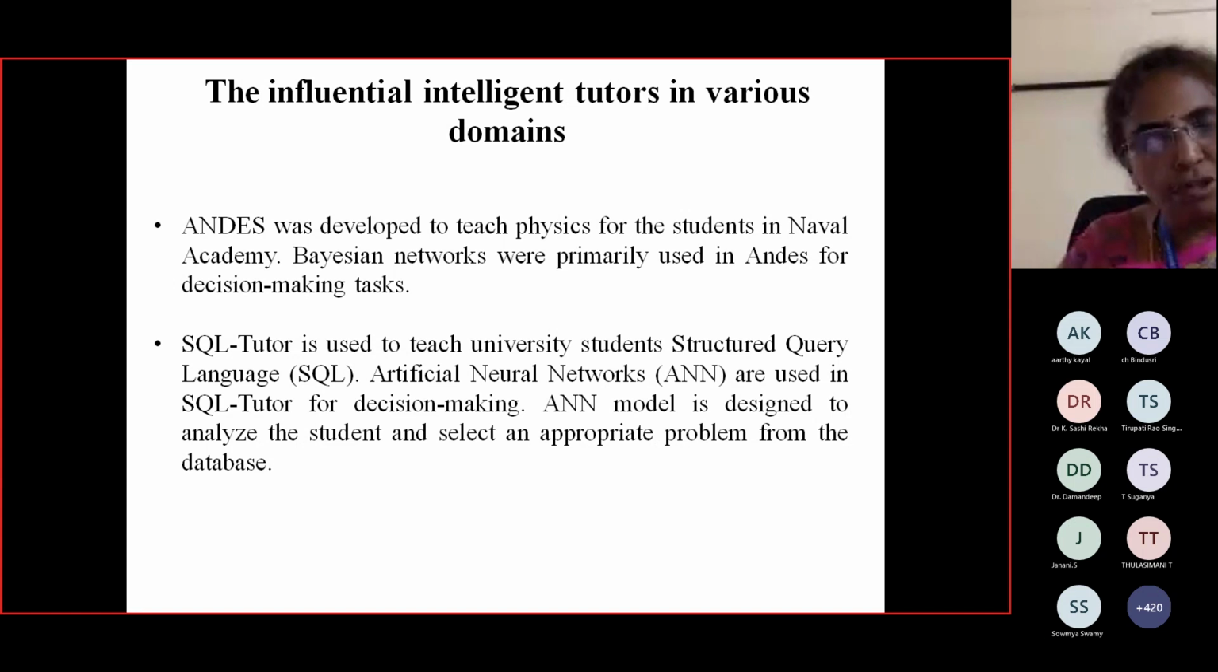I have been telling you that almost all the intelligent tutoring systems are being modeled using Bayesian networks. SQL Tutor is another tutor, developed in order to teach structured query language. In earlier versions, they used Bayesian networks. Now they have moved on to deep neural networks, which are used for understanding the student, that is, the performance of the student. Performance of the student means many aspects, which we have seen now. Next, sir.